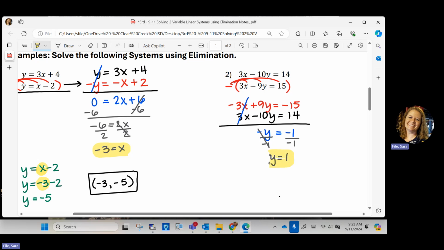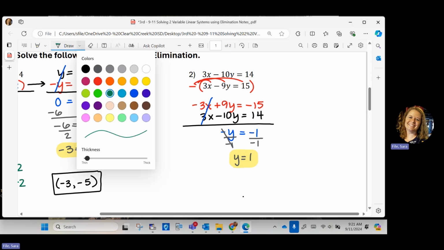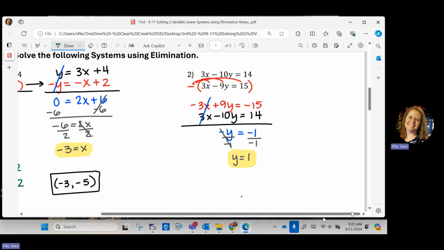Okay, so one of my variables is solved for. So now I'm going to take it and plug it back in to one of the original equations. It does not matter which original equation we use. Which one do y'all want to use? Top one? Okay, so I'm going to take the top equation and make my substitution for y. So that is a 1. I'm substituting here a 1 for the y. And now I'm going to solve for x.